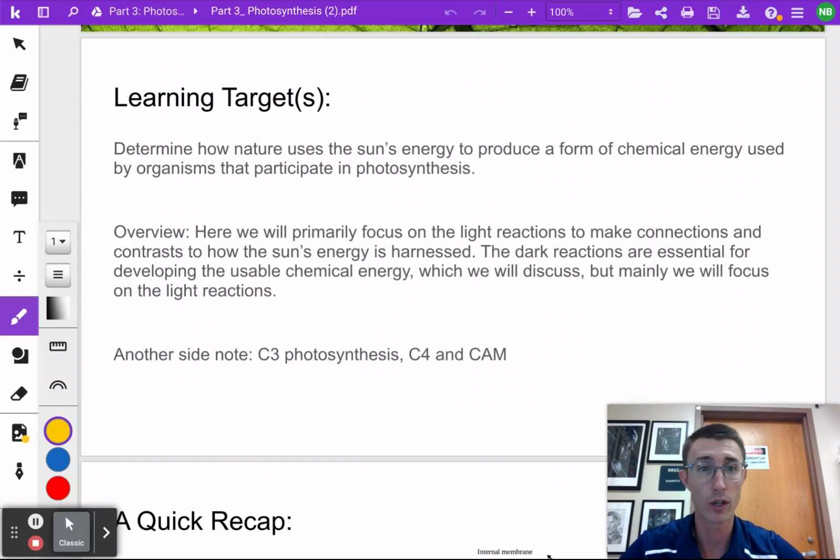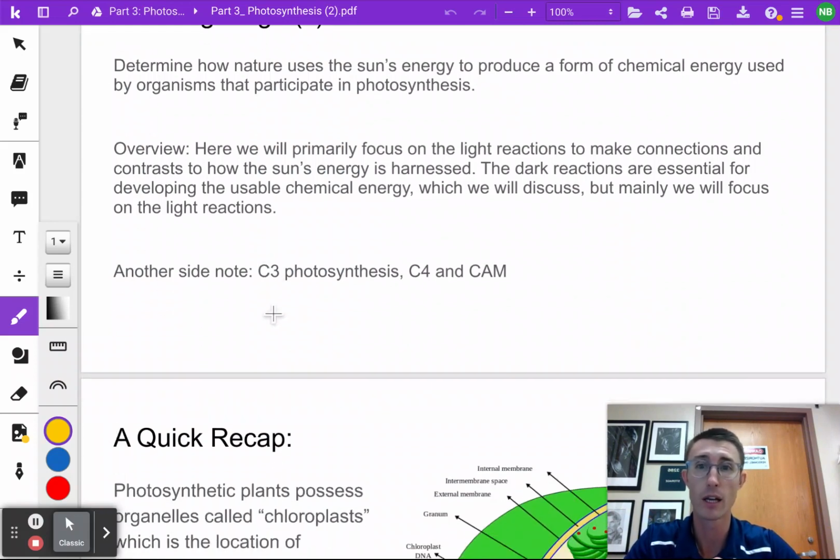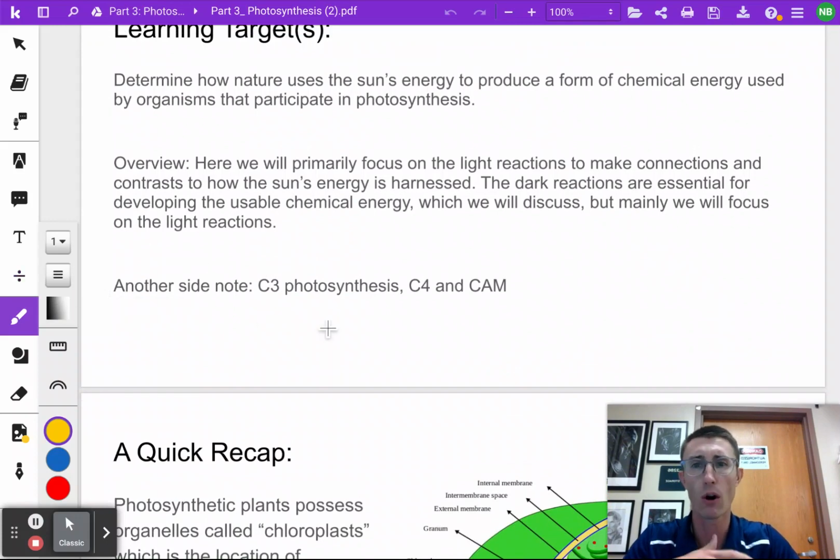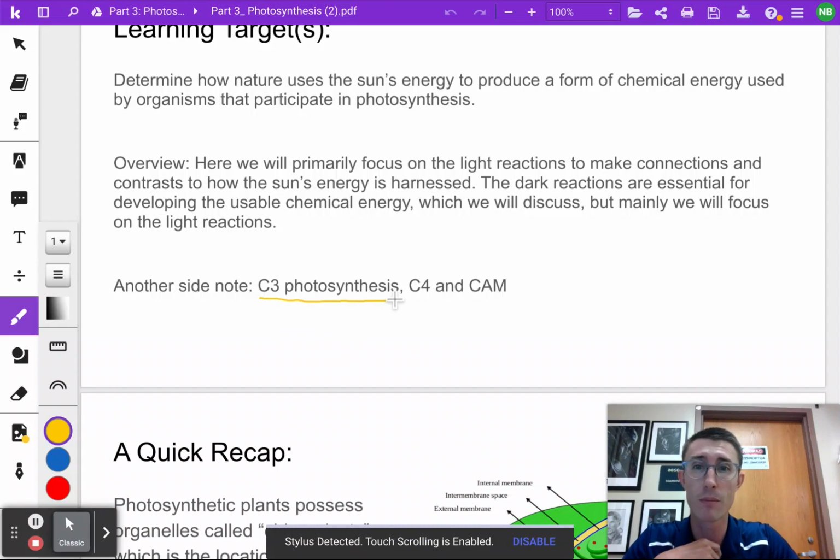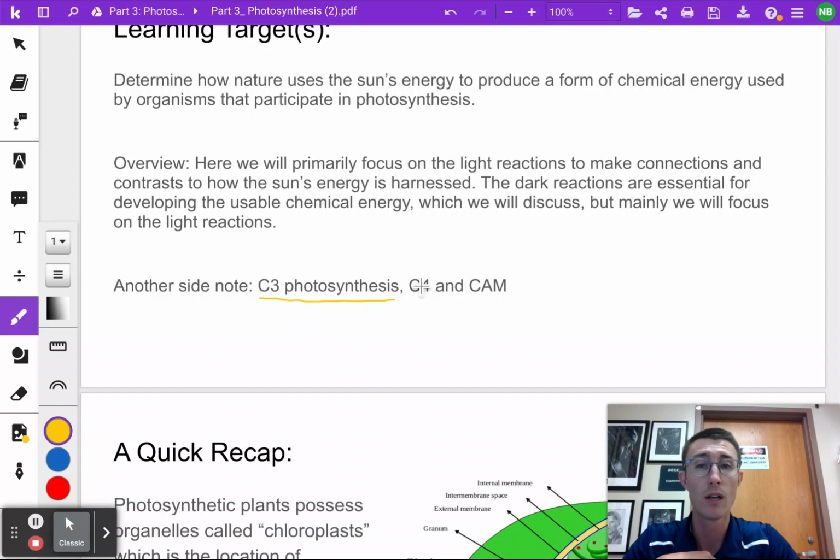So we are primarily going to focus on the light reactions to make connections in contrast to how the sun's energy is harnessed, to contrast that with the photovoltaic cell. The dark reactions are essential, which we will discuss, but mainly we're going to focus on the light. And then we need to make another side note, which is that there are a few different mechanisms for photosynthesis. This is primarily what we're going to look at, C3 photosynthesis, but there are also a couple other pathways, C4 and CAM. So primarily what we're talking about here is C3 photosynthesis. So just a note to make before we get started.